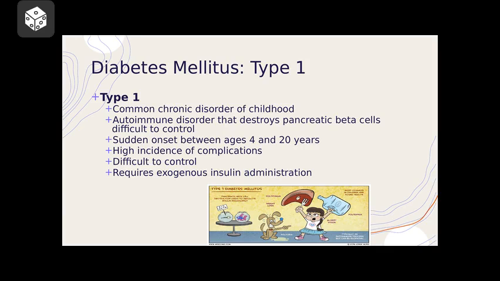Type 1 diabetes is a little more rare. Only about 10% of diabetics are type 1 insulin-dependent. But again, it's difficult to control, with a lot of complications. So you do see these patients.